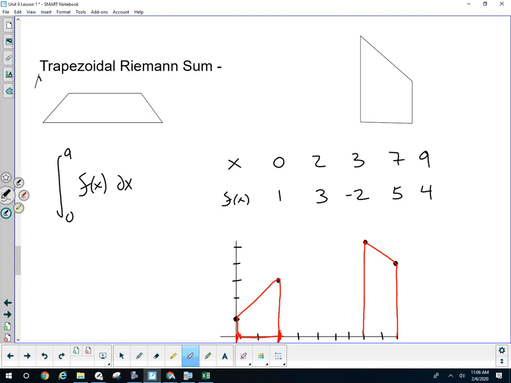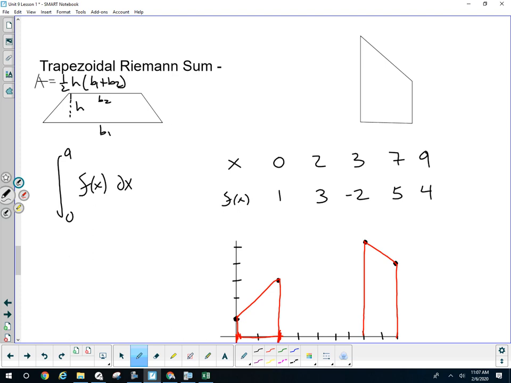Now, does anybody remember the area formula of a trapezoid from geometry back when you guys were freshmen, or some of you 8th graders? No, it'd be like a midpoint formula. Close. 1/2 our height times the sum of our bases. Where this is base 1, this is base 2, or vice versa, and this is our height.